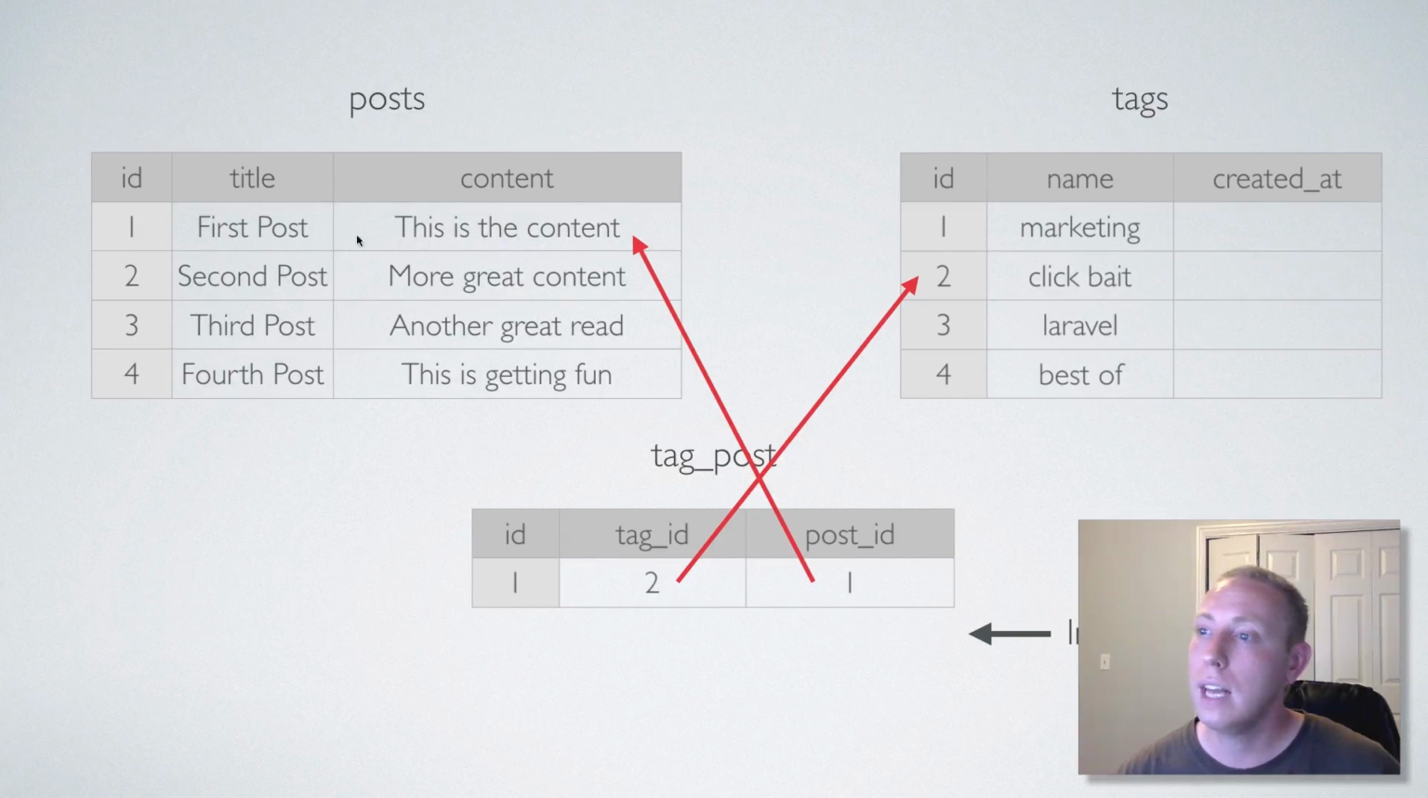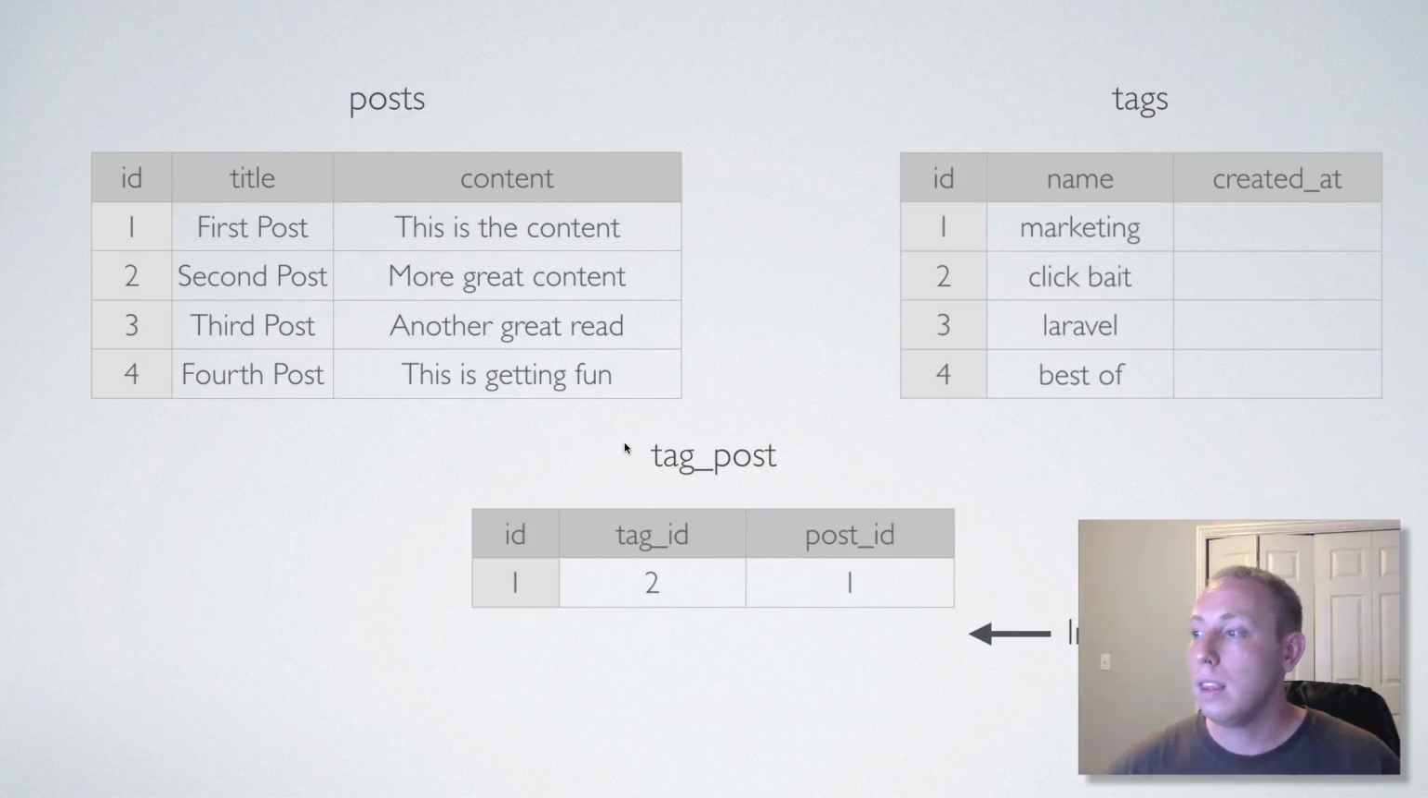Okay, so this creates a link where now this first post has a tag associated with it of clickbait. Okay, we've created this link between posts and the clickbait tag. We've created this link here with the help of this third intermediary table. Okay, so that's the way that this many-to-many relationship is going to work.